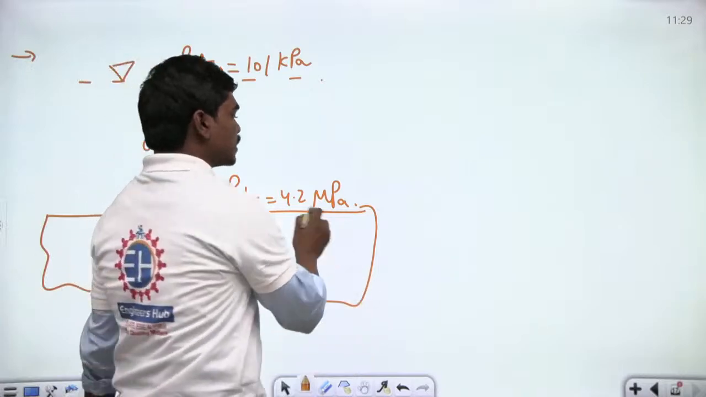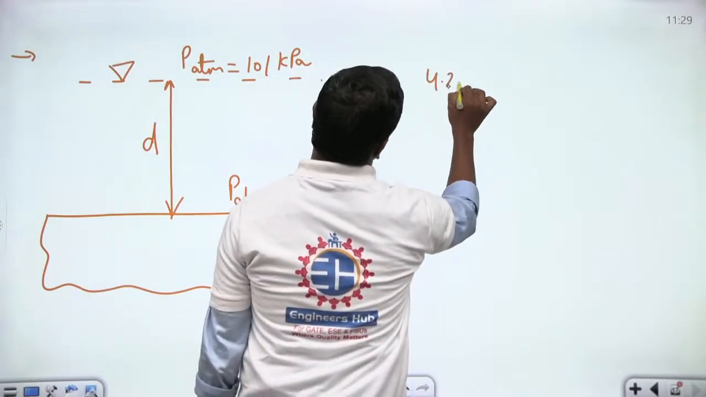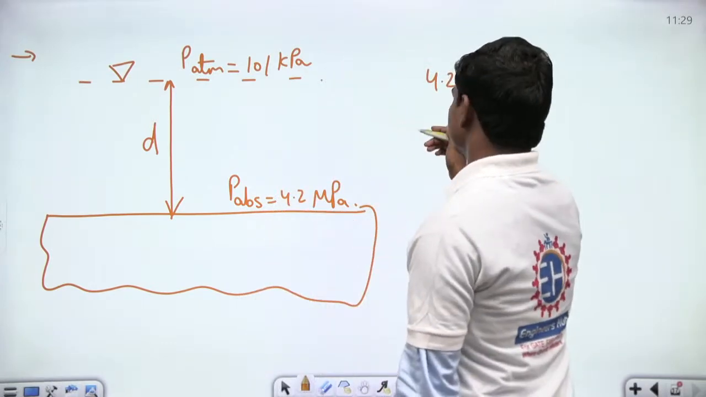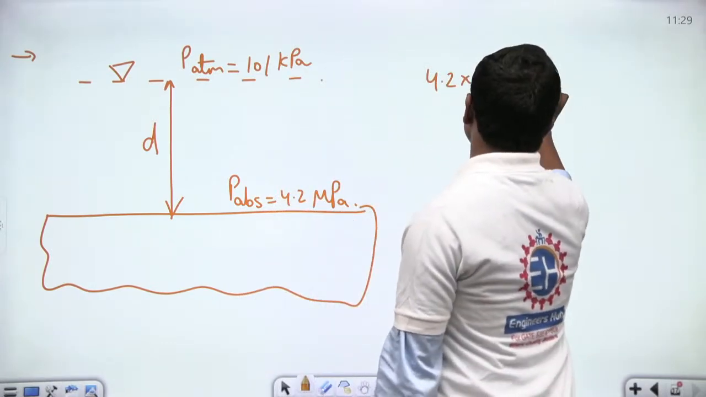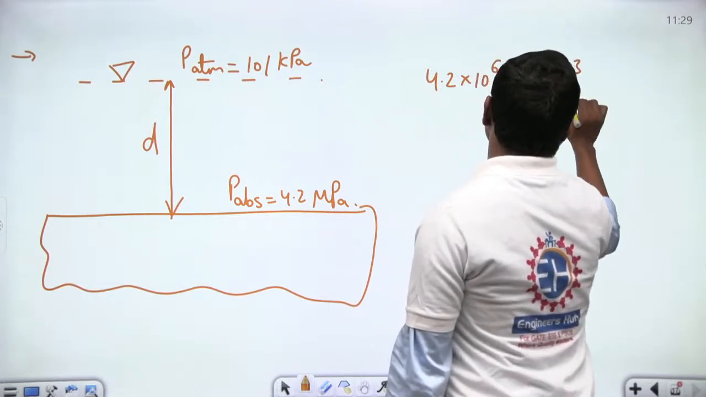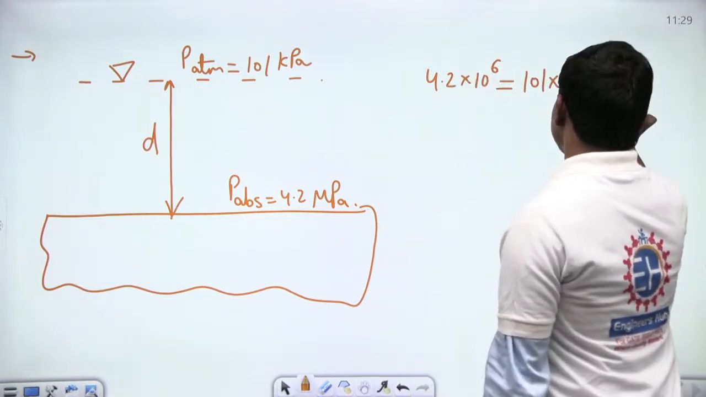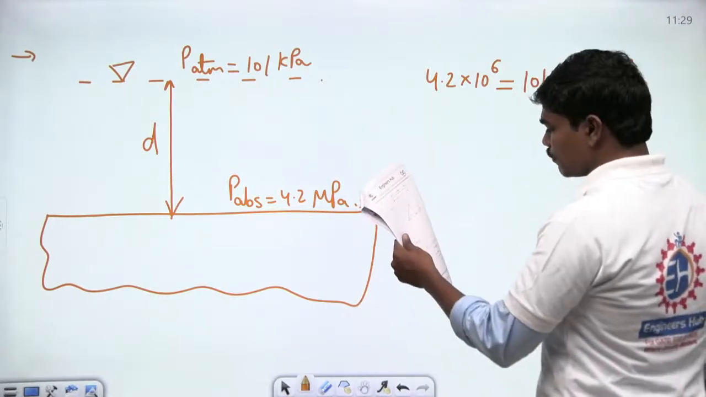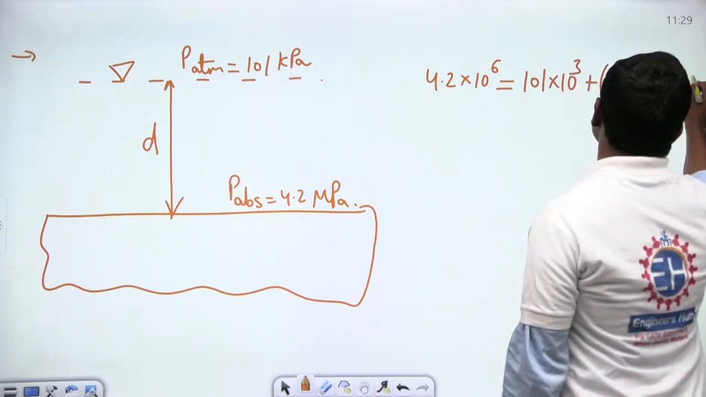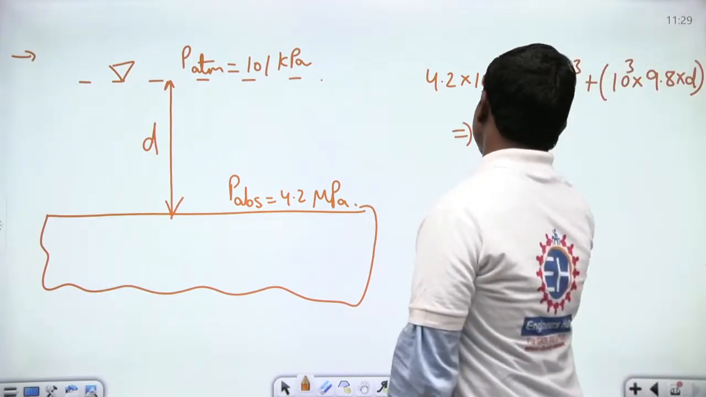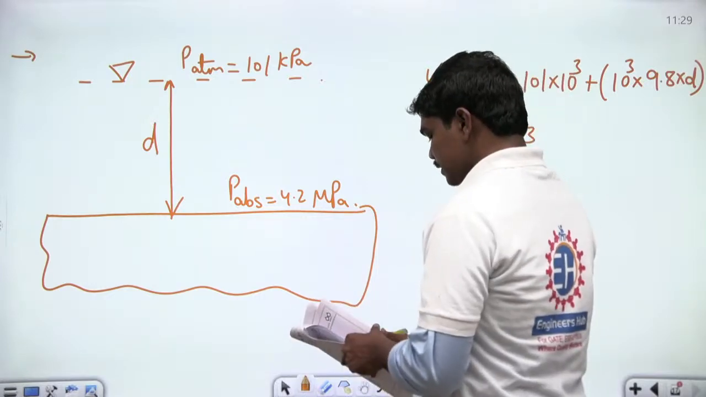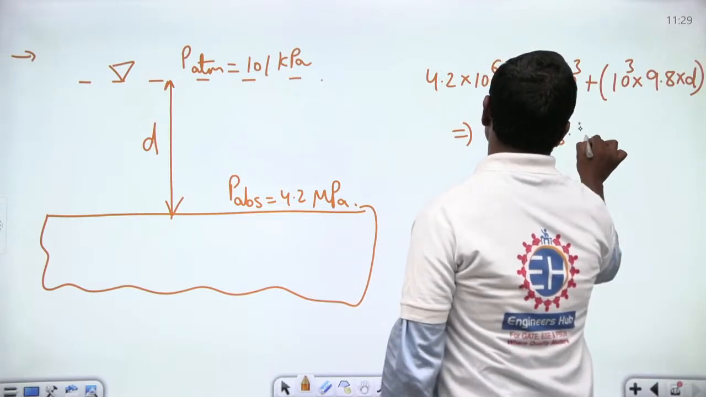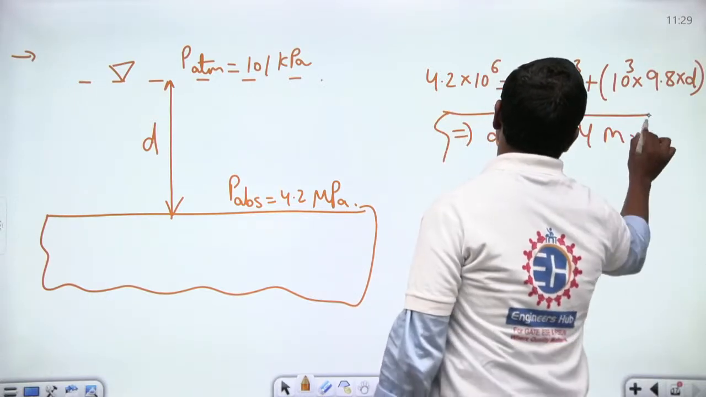So basically if you apply the simple pressure balance, you can get 4.2 into 10 power 6 pascals, this is absolute pressure, is equal to 101 kilopascals, which is 101 into 10 cube pascals, plus rho g h. And of course it's given as water, so 10 cube is the density of water. Acceleration due to gravity is 9.8, into depth. So if you perform this calculation, you could get depth as 390 or something. Let us check the calculation quickly that we had last day. So 398.4 meters is the depth at which the submarine is moving.